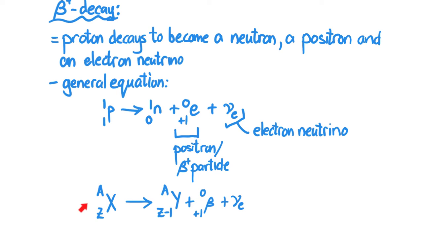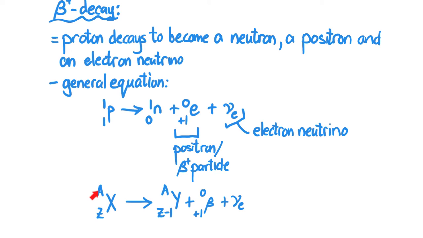If we look at the general equation when working with the nuclei, the parent nucleus is X with mass number A and atomic number Z. Now one of the protons becomes a neutron. So the atomic number, the number of protons, is going to decrease because now a neutron is produced. But the number of nucleons is still going to stay the same because neutrons and protons are both nucleons. There's a beta plus particle and there's an electron neutrino.